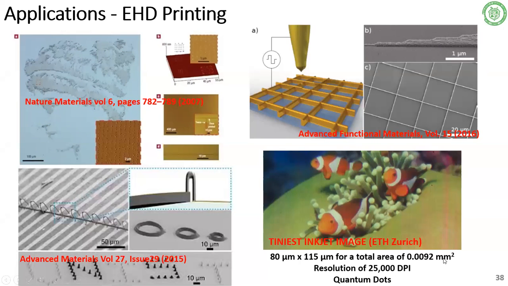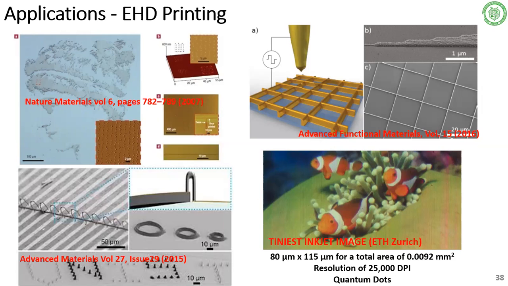It's even smaller. The width is smaller than your hair, almost. And if you talk about the resolution, that image is 25,000 dots per inch. And they developed a special microscope to see this picture because it's made up of quantum dots. So according to the Guinness Book of World Records, this is the tiniest inkjet printed image, and it was done with EHD printing technology by ETH Zurich.